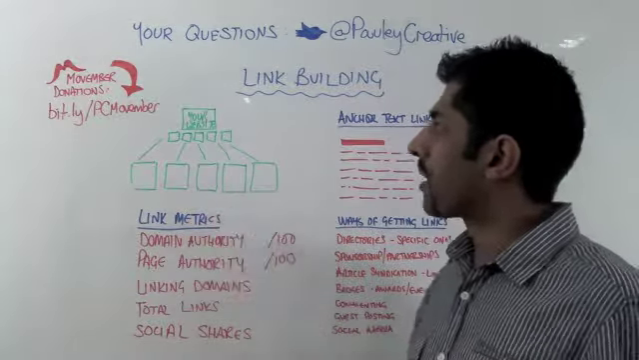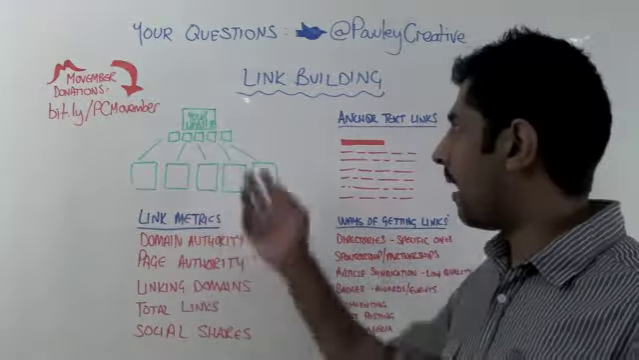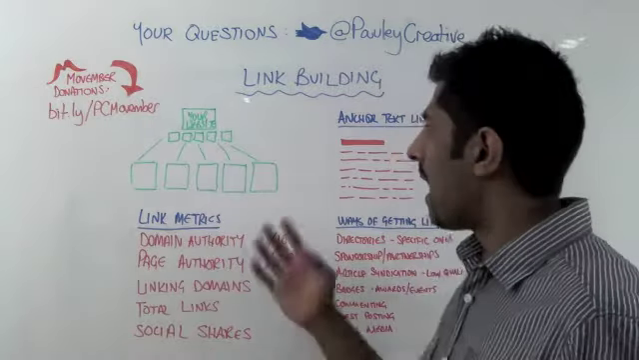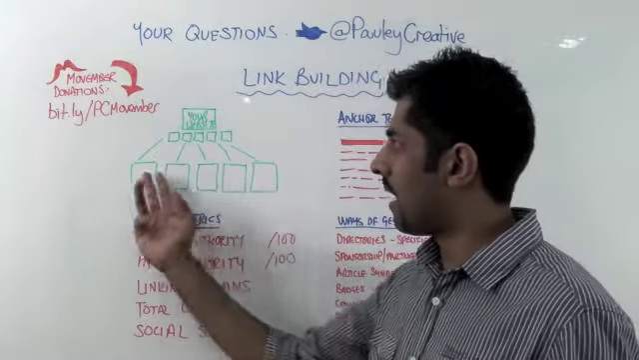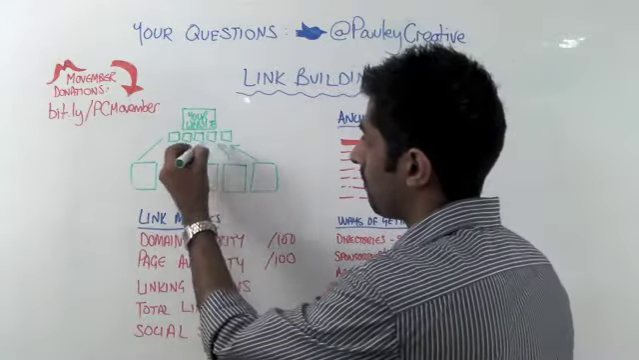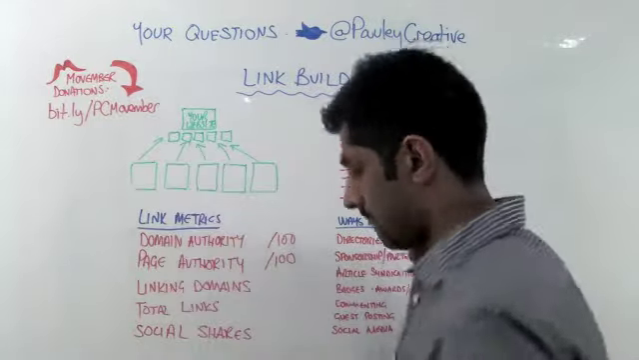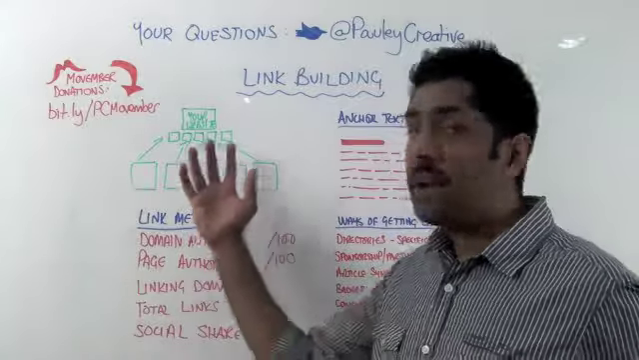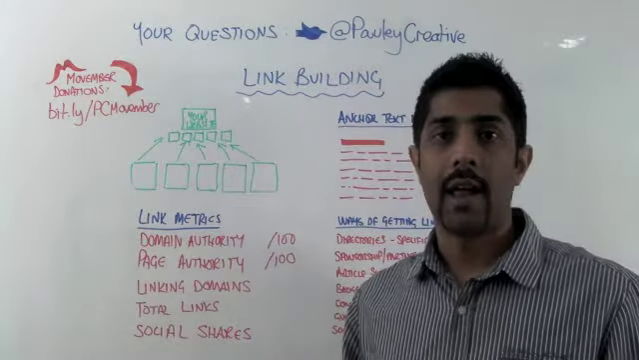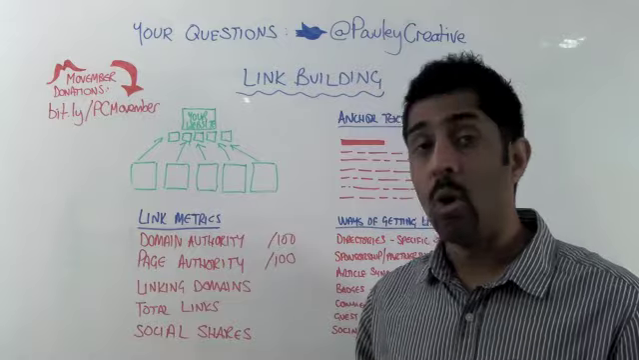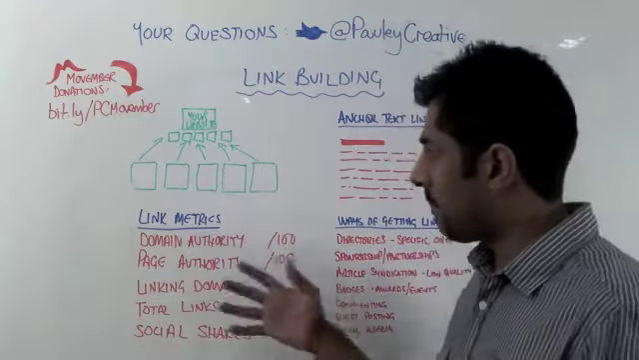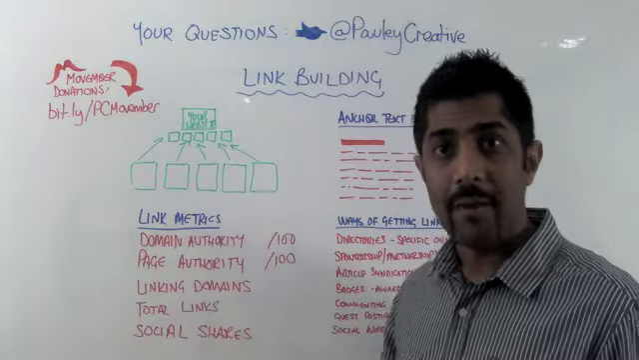So link building, effectively you've got your website, you've got all your pages and the product pages, service pages, case studies, and what you're trying to do is build links from other websites to link through to you. And by doing this, you're giving Google a signal to say how relevant your website is and how authoritative your website is. So it's important to understand what those link metrics are.